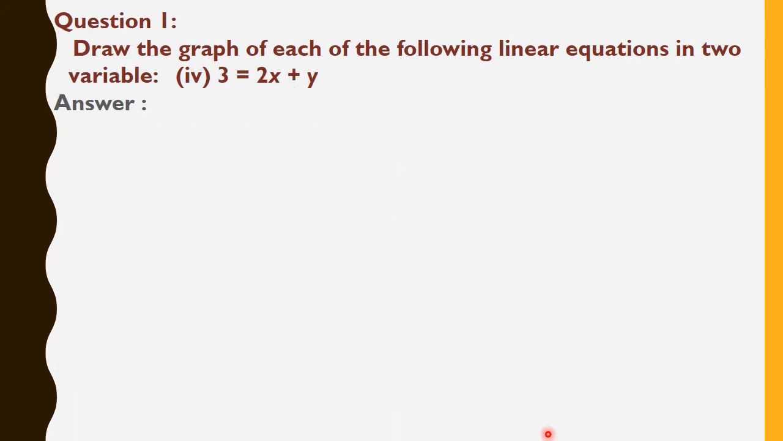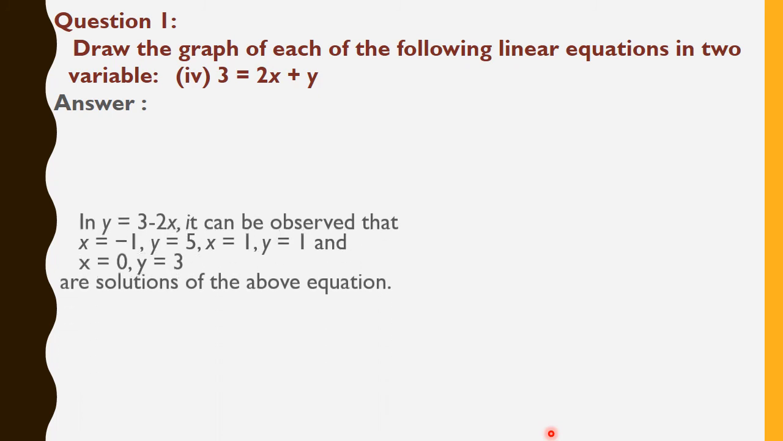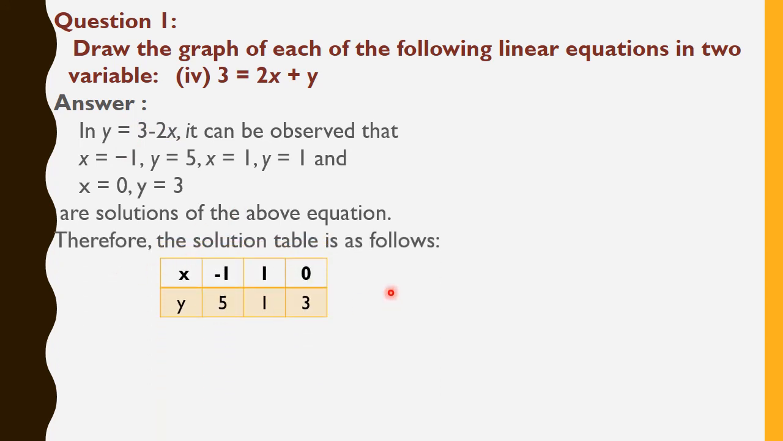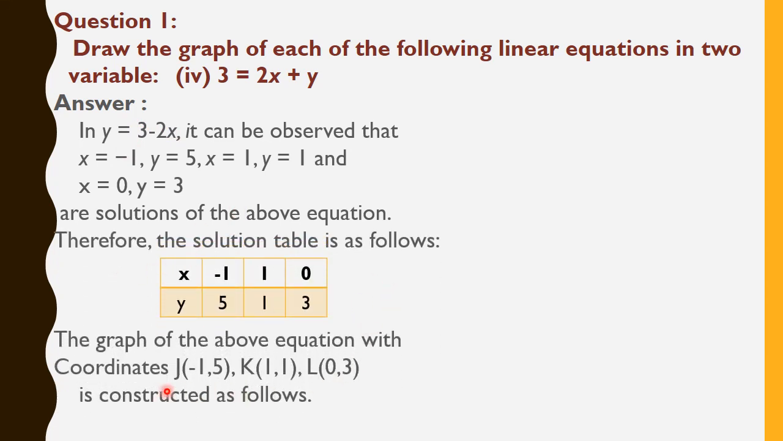In the fourth one, 3 equals 2x plus y is the given equation. If we write it in terms of y, we get the equation as y equals 3 minus 2x. And we can observe that for x equals minus 1, y equals 5. For x equals 1, y equals 1. And for x equals 0, if we put it here, y will be equal to 3. We can write the values in tabular form and then write them in ordered pairs. So we are giving individual names.